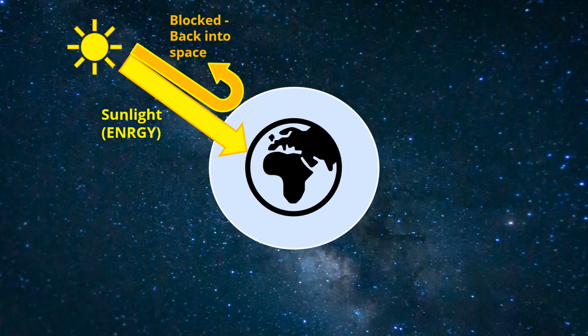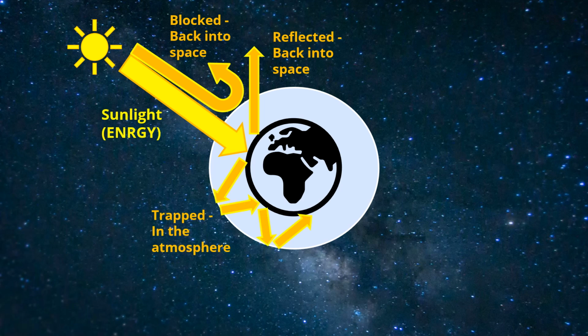Now, some of that sunlight is actually blocked and sent back into space. We talked a little bit about how our atmosphere blocks some of those more harmful electromagnetic waves. So some of those UV rays and X-rays are getting blocked, which is very nice for all the living things there. Some of the sunlight is going to hit the Earth. Some of it gets reflected off the Earth back into space. And some of this sunlight energy is trapped in the atmosphere.